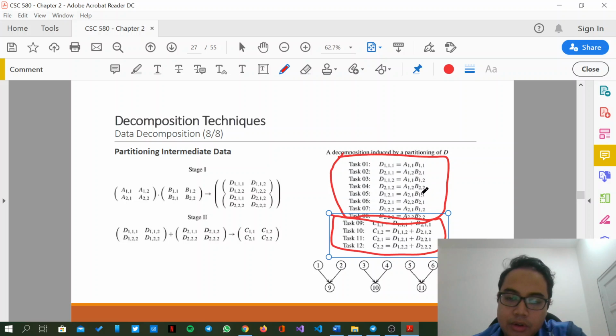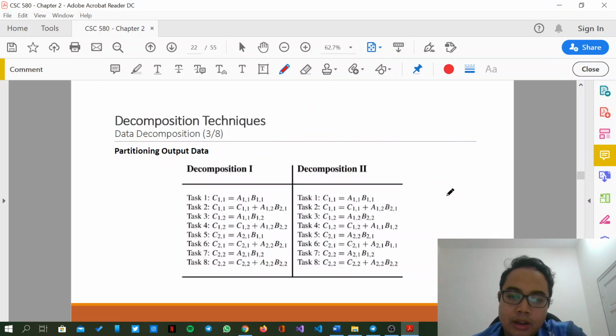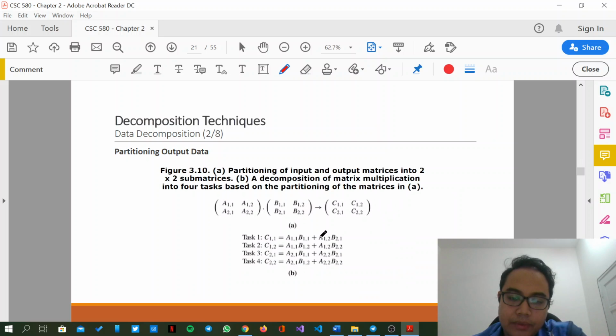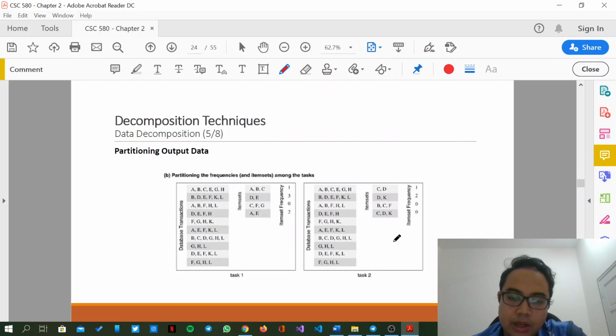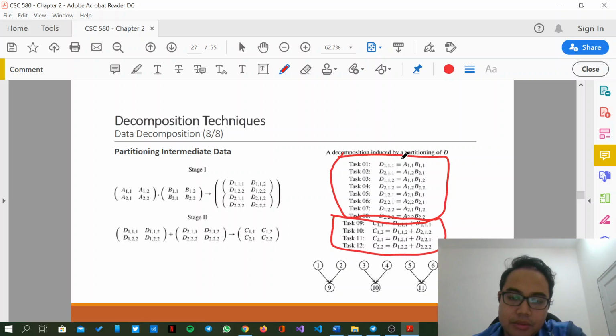Mula darab dulu. Okay, macam yang atas ni dia terus tambah. Okay, instead of tambah dulu, kita darab dulu. Okay, times dulu, barulah kita darab dia. It is that simple.